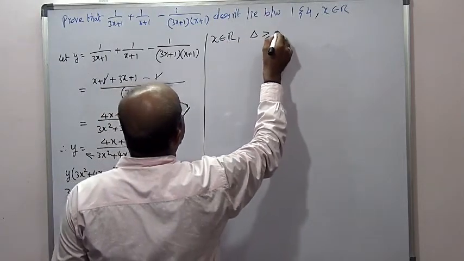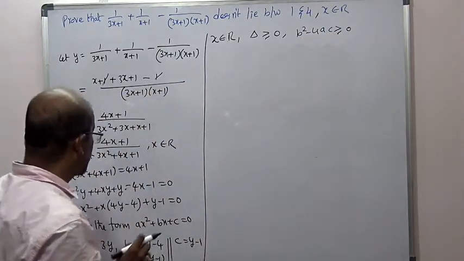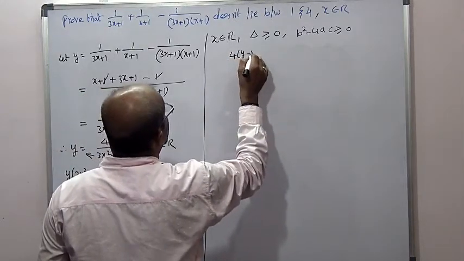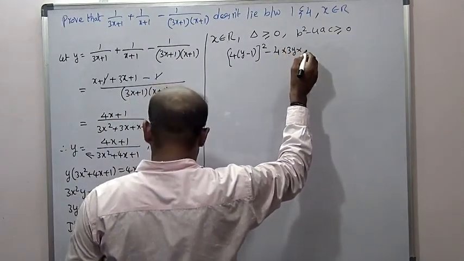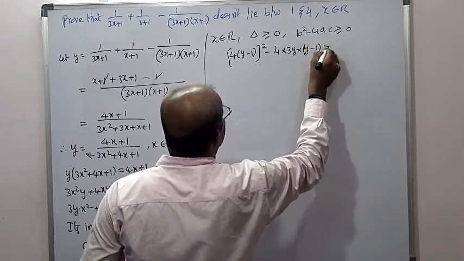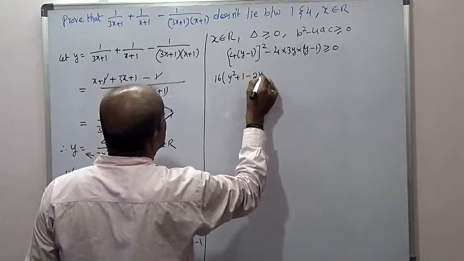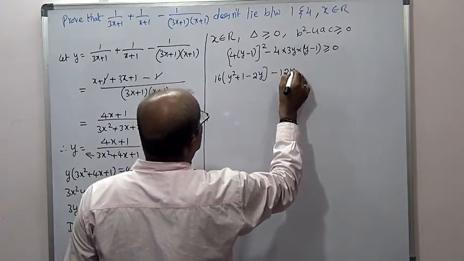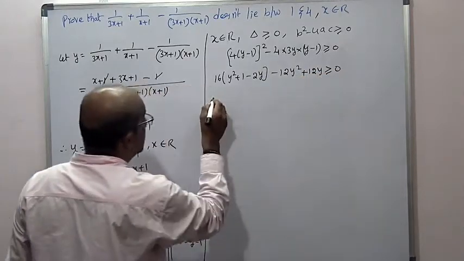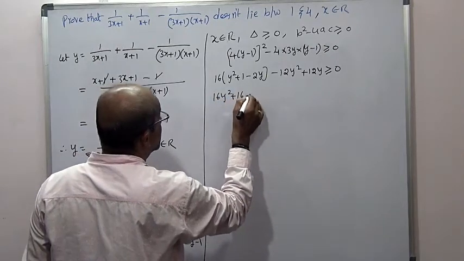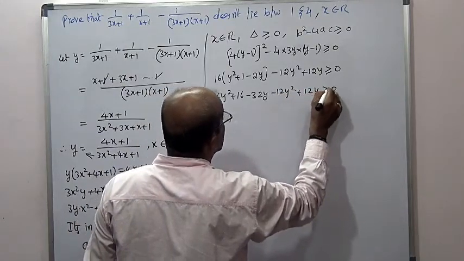So delta is greater than or equal to 0, that is b² − 4ac ≥ 0. Now b² is (4(y−1))² minus 4 into 3y into (y−1), greater than or equal to 0. So 16(y² + 1 − 2y) − 12y² + 12y ≥ 0, that is 16y² + 16 − 32y − 12y² + 12y ≥ 0.